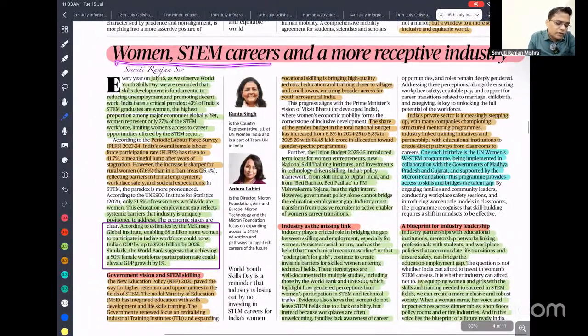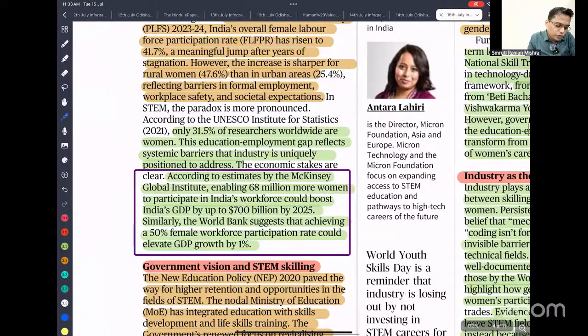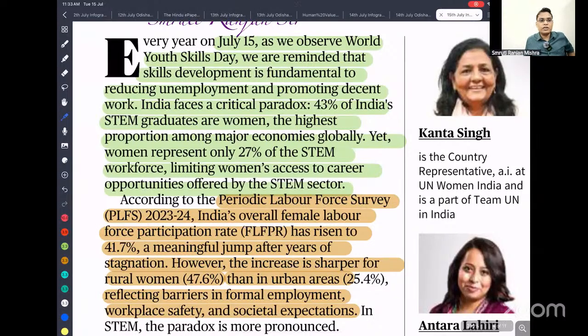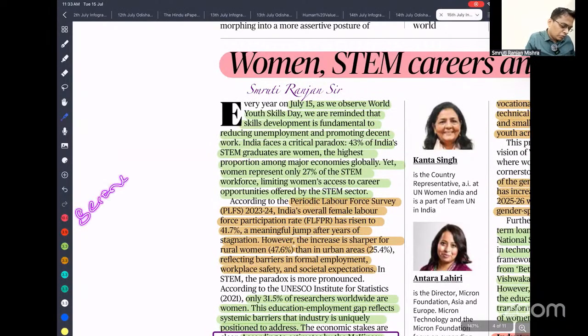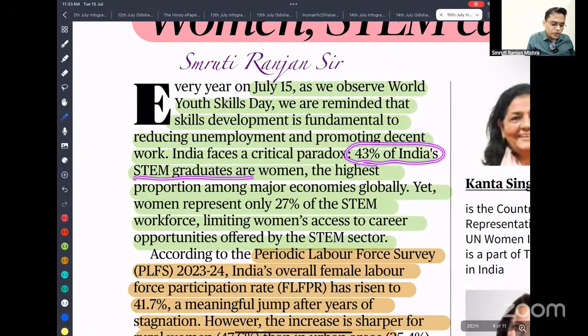Women in STEM careers and more receptive industry. If you look here, some good important facts are given. Look at the number of women who are pursuing STEM. What is the full form of STEM? Science, technology, engineering, mathematics. Here, 43% of Indian STEM graduates are women, the highest proportion among the major economies globally. That means a large number of women are participating in STEM. No doubt, it's a very good thing.